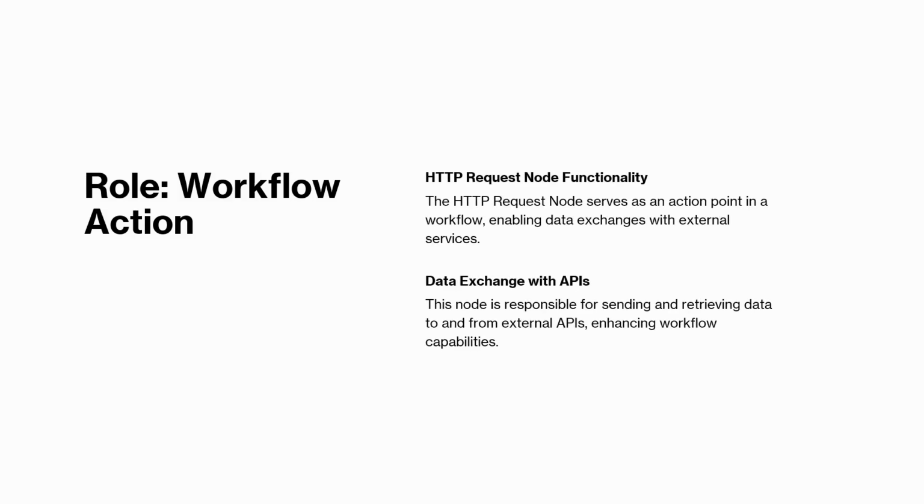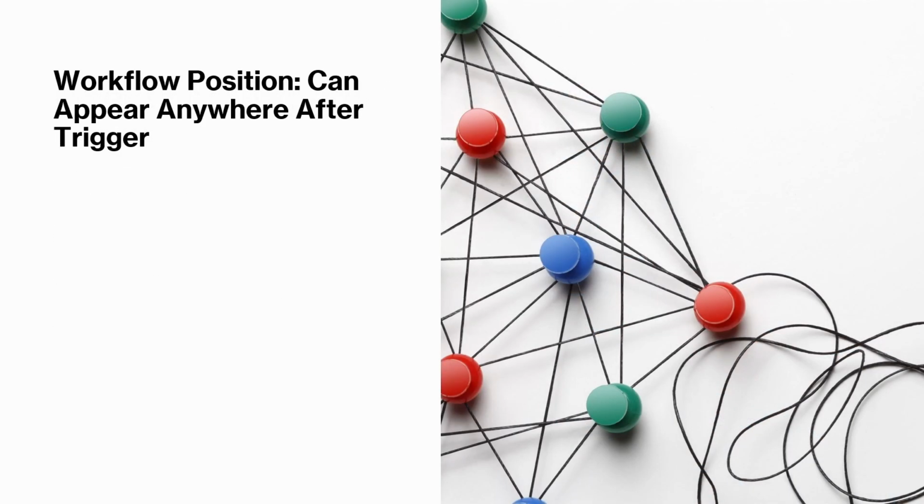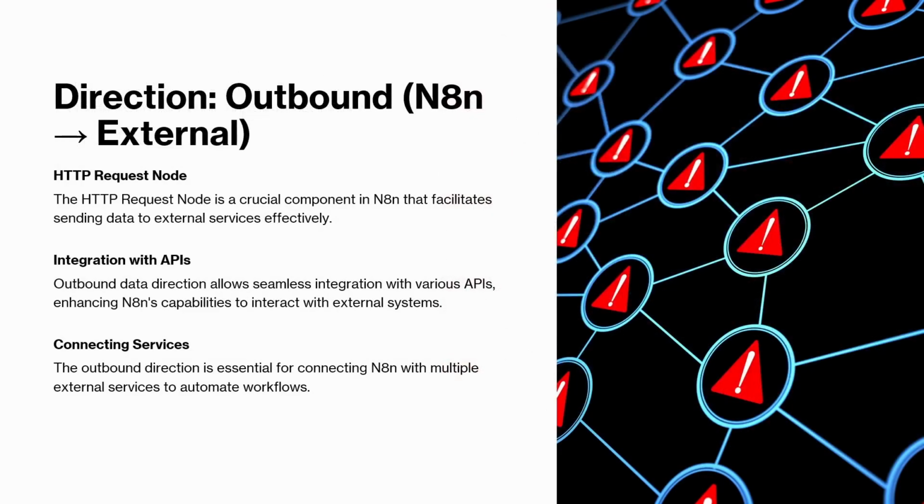Let's talk about the HTTP Request node. So what is the HTTP Request node? We have already covered it, but in terms of the differences between the Webhook node and the HTTP Request node, the HTTP Request node serves as an action point in the workflow, enabling data exchanges with external services. This node is responsible for sending and retrieving data to and from external APIs, enhancing workflow capabilities. So unlike the Webhook node, this does not need to be the first node.